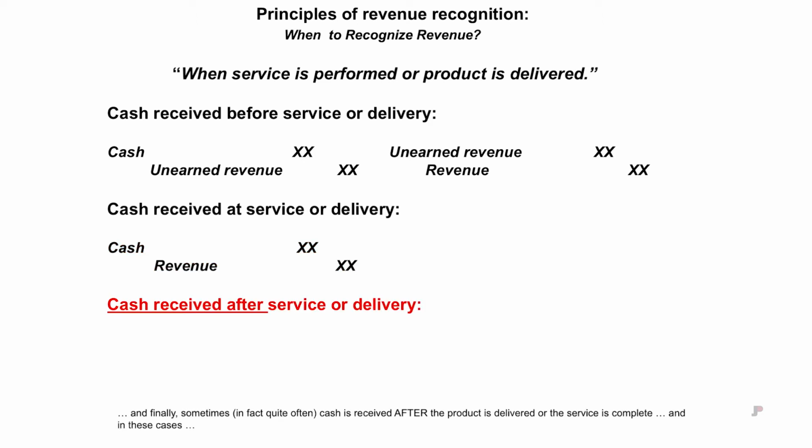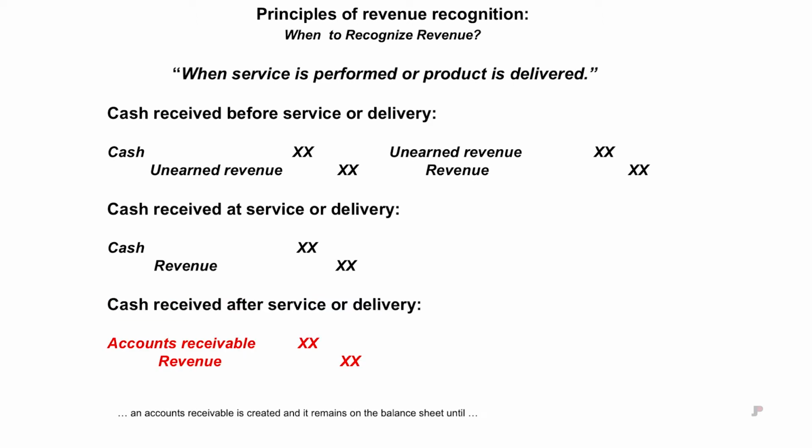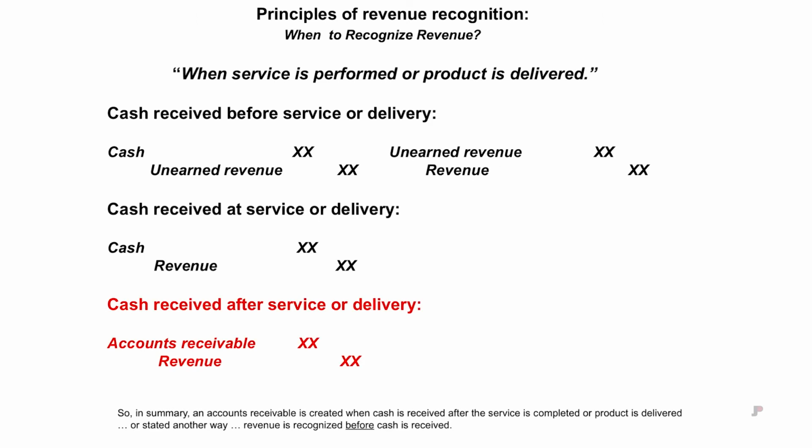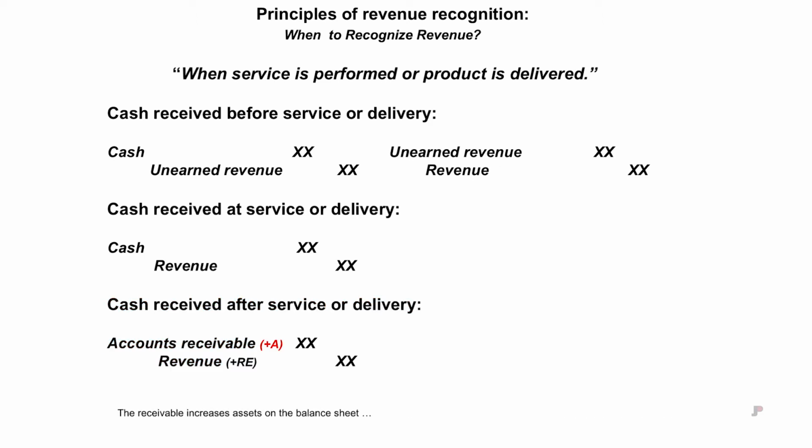And finally, sometimes, in fact quite often, cash is received after the product is delivered or the service is complete, and in these cases, an accounts receivable is created and it remains on the balance sheet until it is removed, usually when the cash is ultimately collected from the customer. So in summary, an accounts receivable is created when cash is received after the service is completed or product is delivered, or stated another way, revenue is recognized before cash is received. The receivable increases assets on the balance sheet, and the revenue increases net income on the income statement, which is closed to and increases retained earnings.